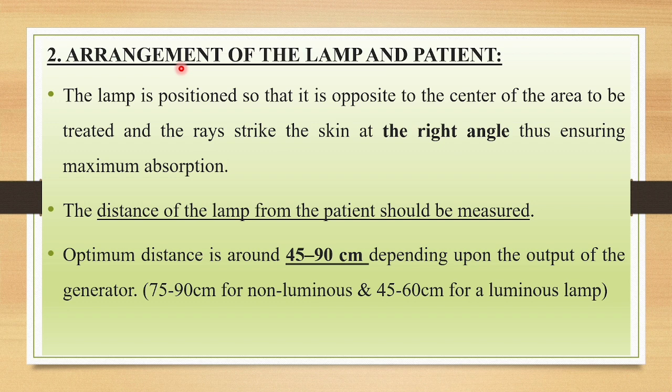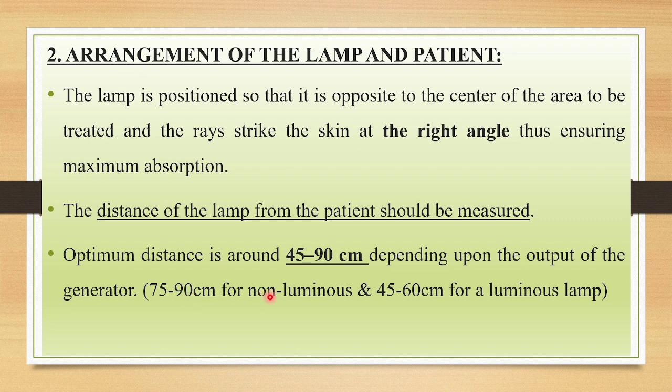The lamp is positioned so that it is opposite to the center of the area to be treated, and the rays strike the skin at a right angle, thus ensuring maximum absorption. So maximum absorption is there if the skin and the lamp are positioned at a right angle. The distance of the lamp from the patient should be measured. Optimum distance is around 45 to 90 centimeters depending upon the output of the generator.